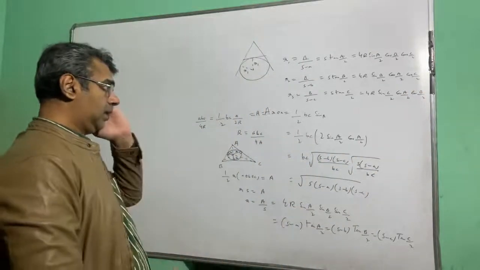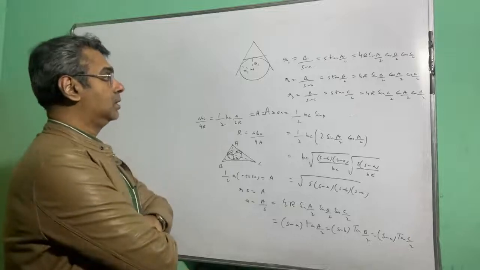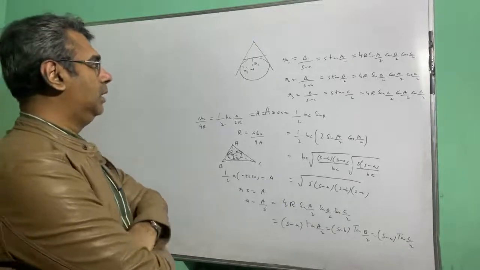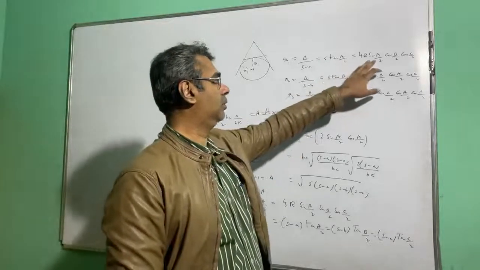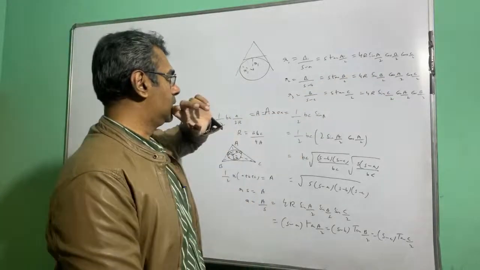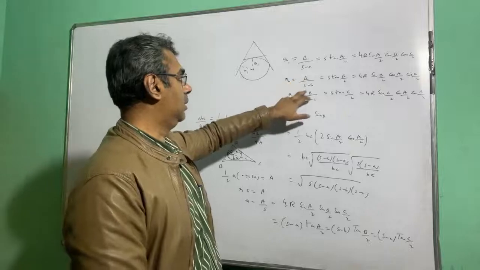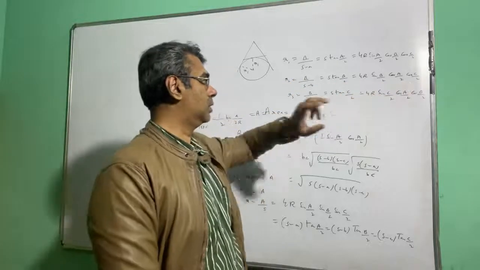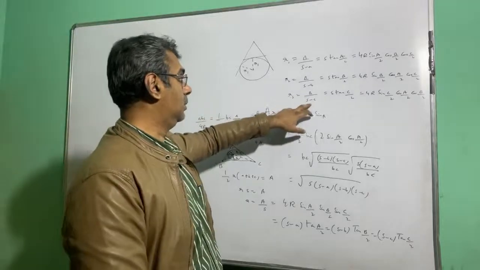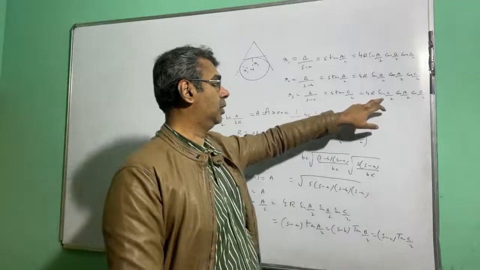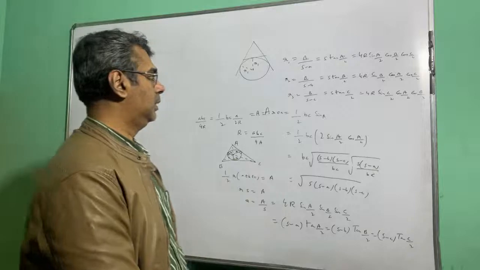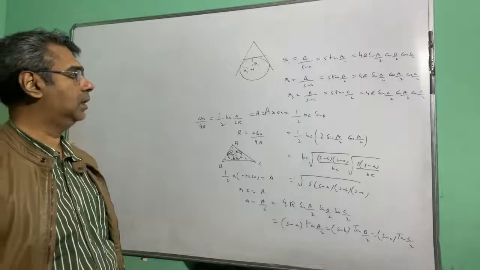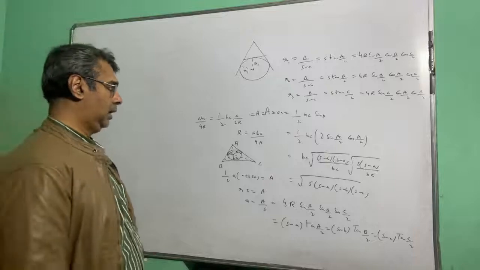Okay, so for the escribed circle, these are the formulas. r1 is area by (s minus a), or s tan A by 2, or 4R sin A by 2 cos B by 2 cos C by 2. r2 is area by (s minus b), or s tan B by 2, or 4R sin B by 2 cos A by 2 cos C by 2. r3 is area by (s minus c), s tan C by 2, 4R sin C by 2 cos A by 2 cos B by 2. So these are the formulas of the escribed circle, r1, r2 and r3.